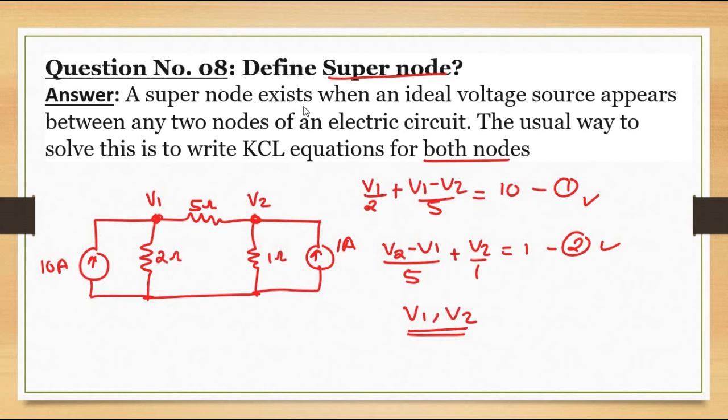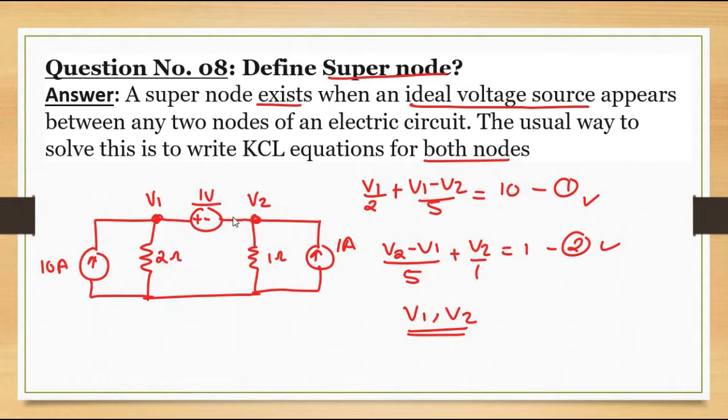Now the supernode exists when there is an ideal voltage source between any two nodes of the electric circuit. Now I am replacing this 5 ohm resistor with the ideal voltage source. Since a voltage source is present between these two nodes, this will become our supernode due to the presence of the ideal voltage source between these two nodes.